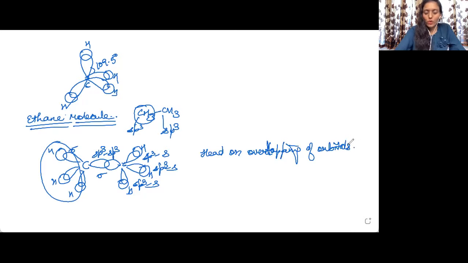Head-on overlapping of orbitals. So these are all sigma bonds. So how many sigma bonds are there in ethane molecule? There are 7 sigma bonds. So I think this much should be clear to you. Then now next we can move to sp2 hybridization.